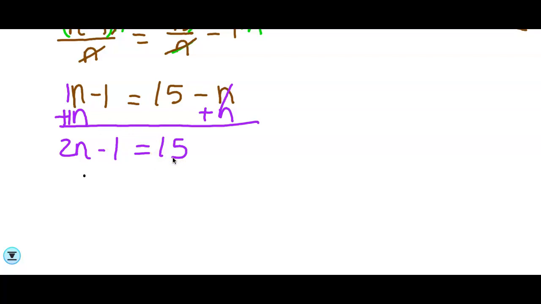And now we need to solve this. So from here, I would think you guys know what to do. You would add 1 and divide by 2.